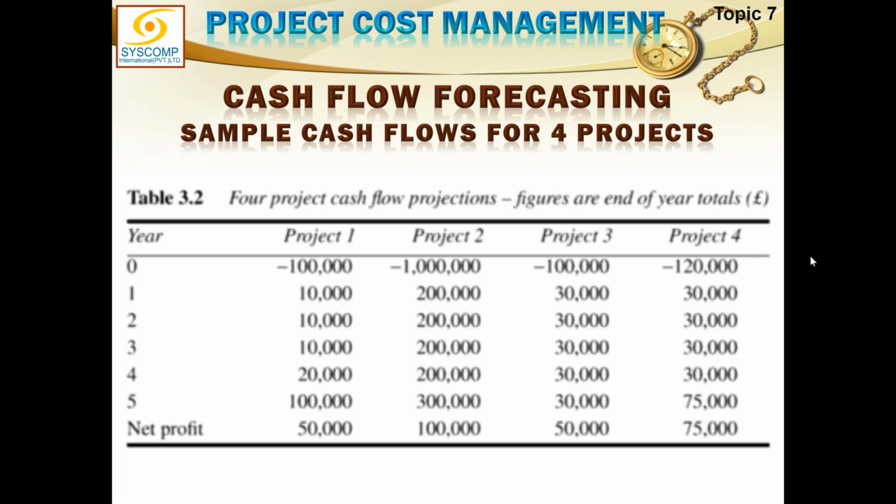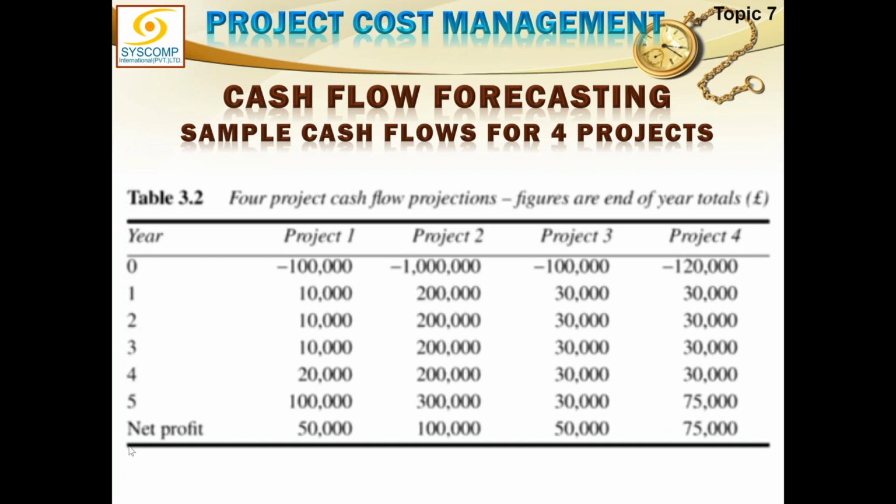150. So yeah. Now you subtract this one total benefit, you subtract the investment from it. So 150 minus 100,000 comes out to be 50,000, which is my net profit. This is my net profit. So if you look at these other three projects, the net profit for project 2 comes out to be 100,000. Net profit project 3 comes out to be 50,000. Net profit for project 4 comes out to be 75,000.